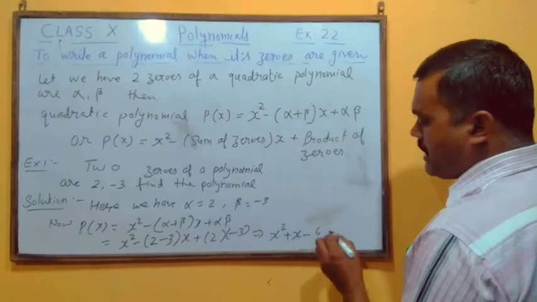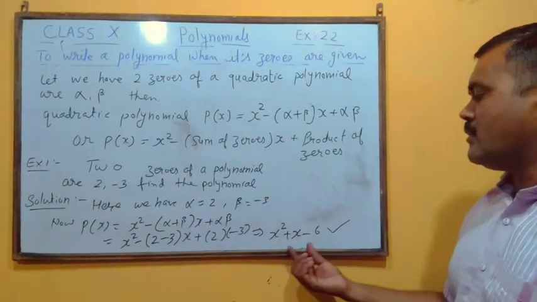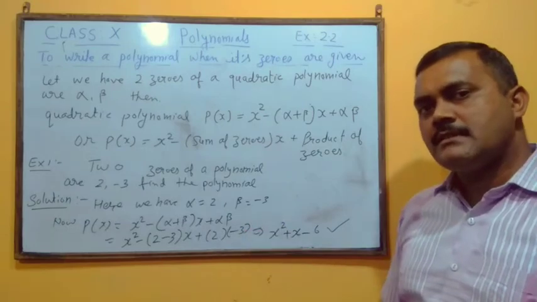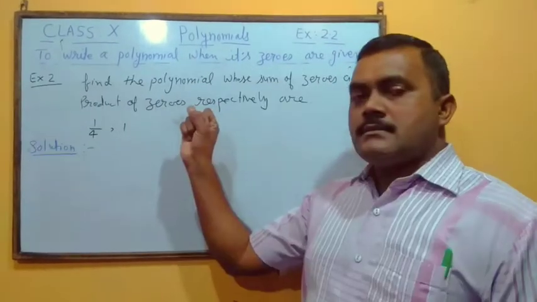So this will be our required quadratic polynomial whose zeros were 2 and minus 3. Hope it is clear. Now let us take another example.